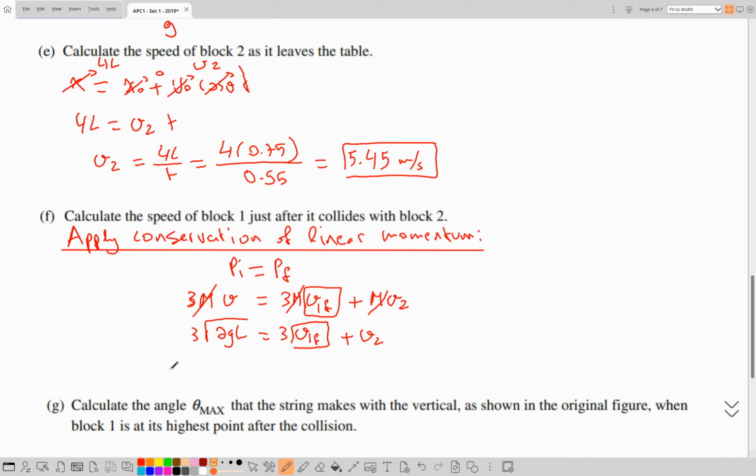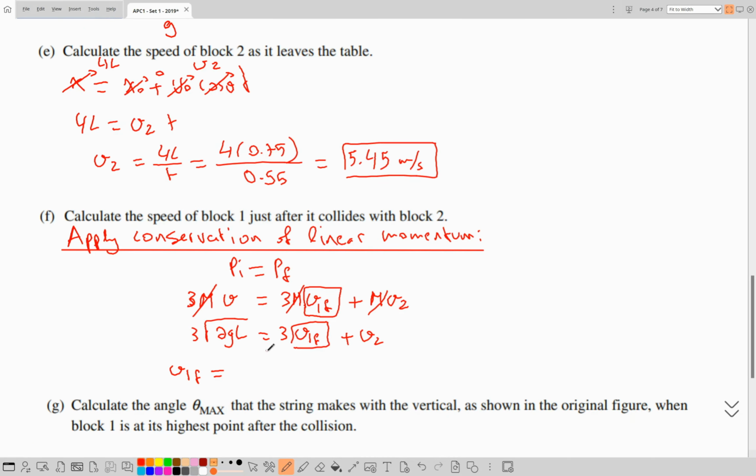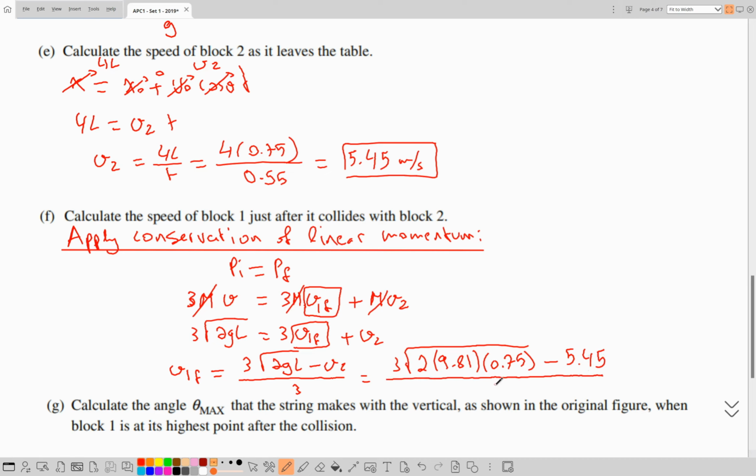Now I will isolate v1f. Then v1f in this case would be what? Now this would be taken to the left hand side, and we would divide by 3, so that would be 3 radical 2gL minus v2, divided by 3. Then that would be 3 radical 2, now g is given by 9.81, and the value of L is given by 0.75, minus the value of v2, which is 5.45, and dividing by the value, which is 3.